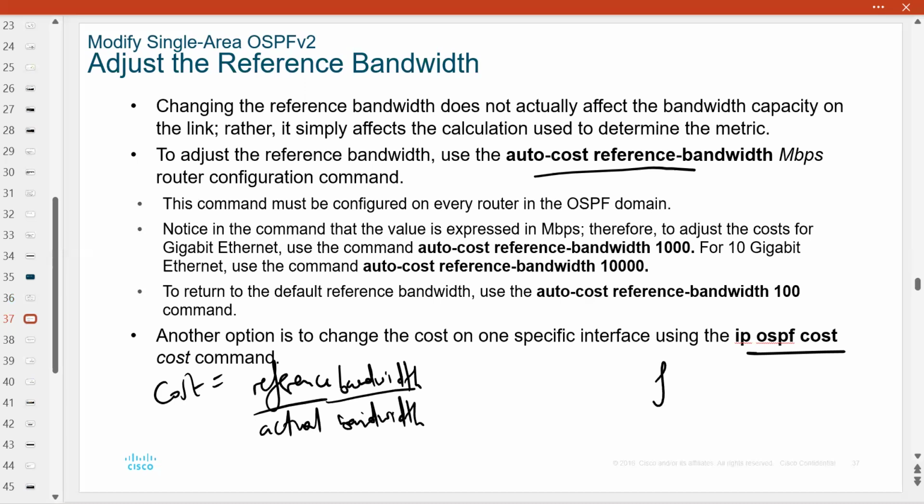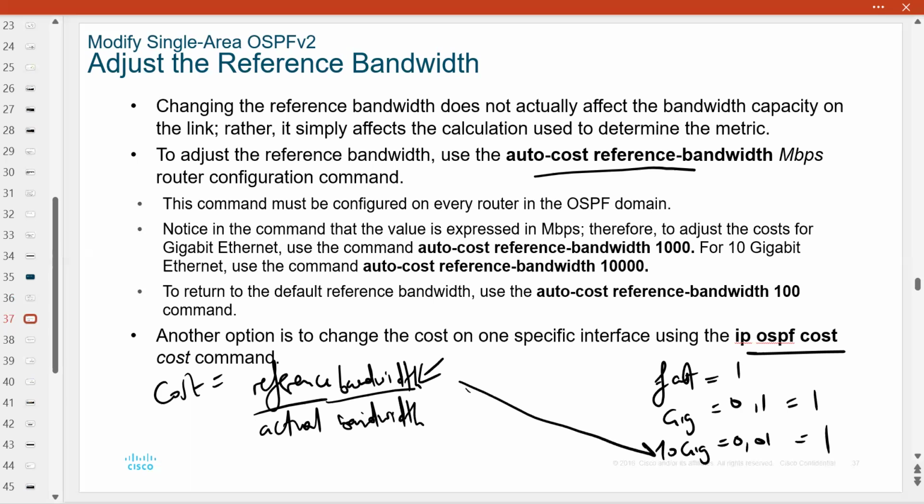All right, stay with me. We also found out that Fast by default is 1, Gig is 0.1, which is 1, and 10 Gig is 0.01, which is also 1. Logic says it's best for you to change the reference bandwidth. And to which value do you change it? It makes sense to change it to the highest bandwidth that you have on all the interfaces in your network. So in our case, the highest we have is 10 Gig. So what does that mean?